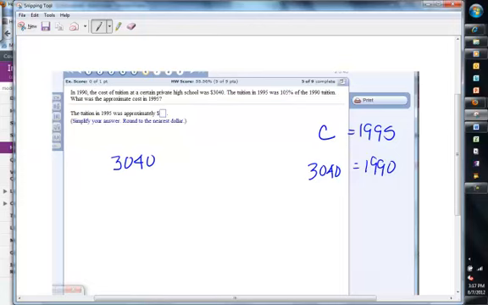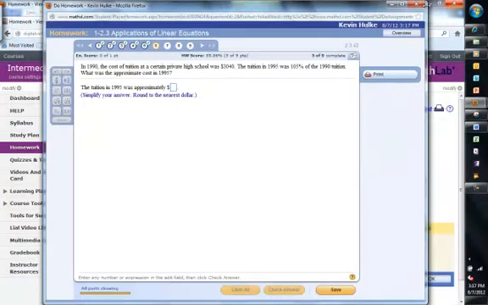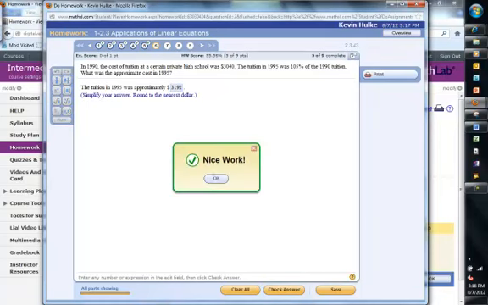The tuition in 1995, that's C, equals 105 times 3040. Actually, it's 1.05. It's 105%. So we'll just multiply 3040 times 1.05, and we get $3,192, which makes sense that it would be more expensive than 1990. 3192. Next one.